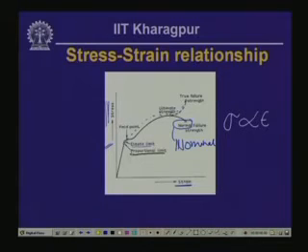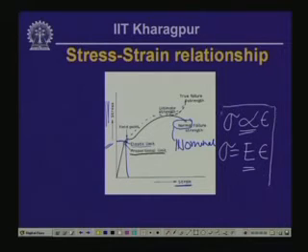Now in the bar, these two points, the proportionality limit and the elastic limit, are virtually very difficult to distinguish, and we consider that up to the elastic limit, the stress is proportional to the strain. And if we remove this proportionality sign, sigma is written as a constant times epsilon, which is constant for that material, and this is what is known as Hooke's law.